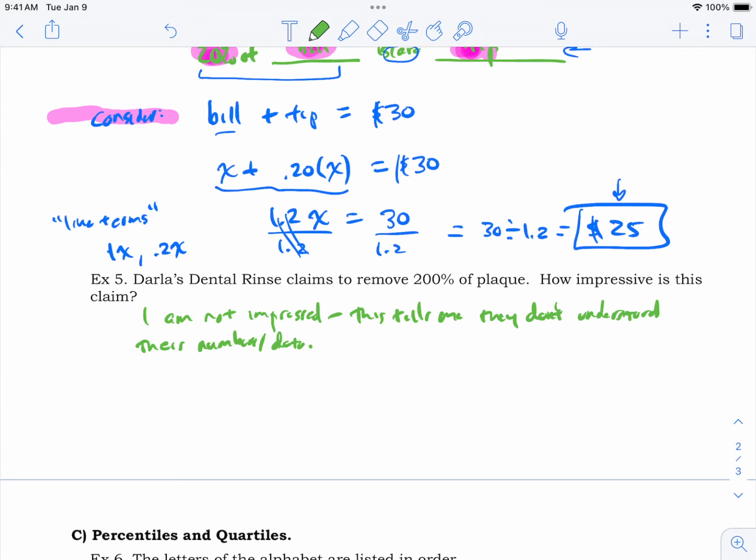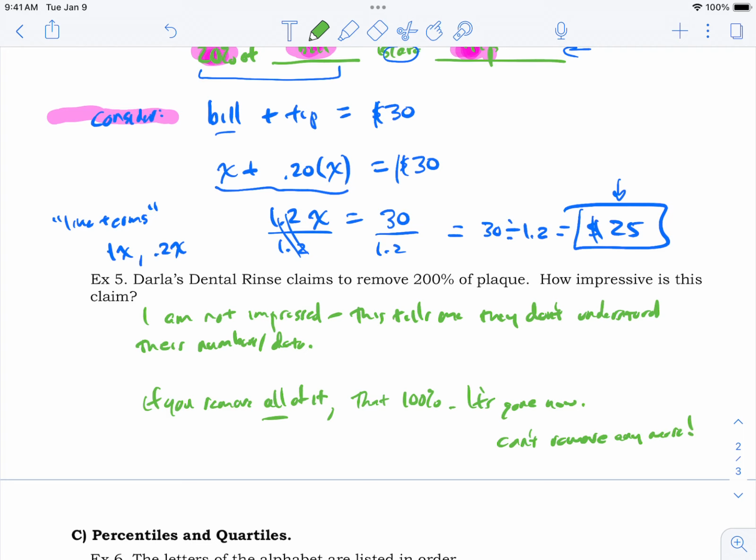Why don't they? What's wrong with 200%? I'll tell you what's wrong with 100%. If you remove all the plaque, if you remove all of it, that would be 100%, right? The plaque is the whole that you're trying to remove. You remove all of it, that's 100%. How can you remove more? You've already taken it all off. It's gone. Can't remove any more. You can't remove 101%. You can't remove 102%. You certainly can't remove 200%.